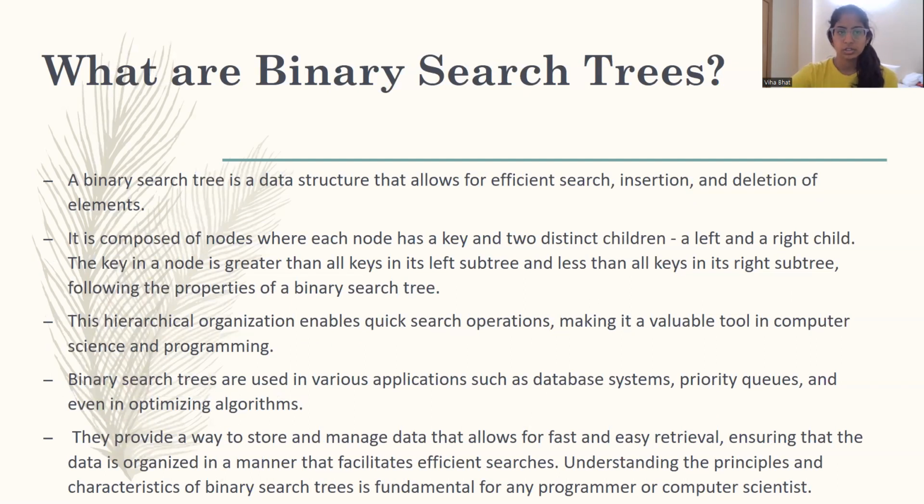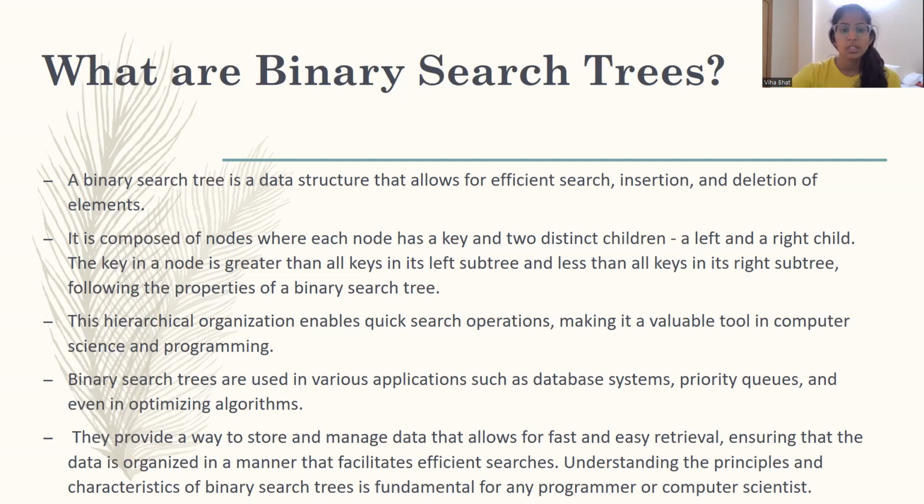So, what are binary search trees? A binary search tree is a data structure that allows for efficient search, insertion, and deletion of elements. It is composed of nodes where each node has a key and two distinct children, a left and right child. The key in a node is greater than all keys in its left subtree and less than all the keys in its right subtree. The hierarchical organization enables quick search operations, making it a valuable tool in computer science and programming.